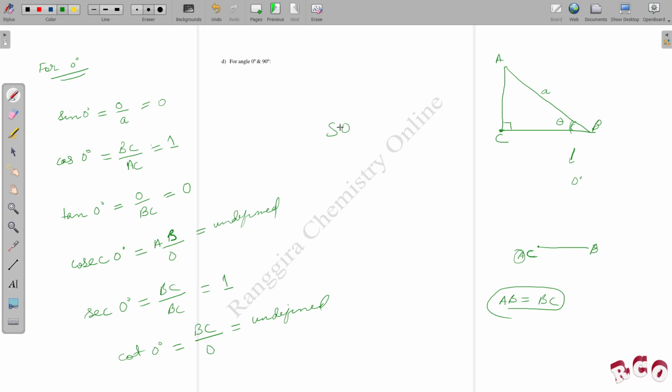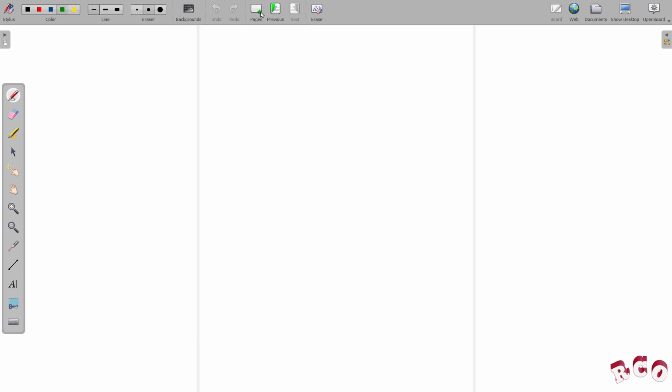So formula of SOHCA. Let us try for the 90 degree in the new page. Okay, let us write here again. This is theta, this is 90, and then let us write A, B, C again. In order to make this 90, so what will it be?